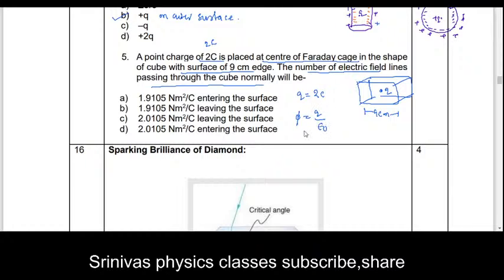Electric flux formula according to Gauss law is q by epsilon naught. Here q is 2, and epsilon naught value is 8.85 into 10 to the power of minus 12. You simplify this, 2 by 8.85 into 10 to the power of 12, and we write it as 20 by 8.85 into 10 to the power of 11. You have to simplify and you will get some answer. Actually there is some key mistake in this. The options are wrong, some typing mistake is there in this.